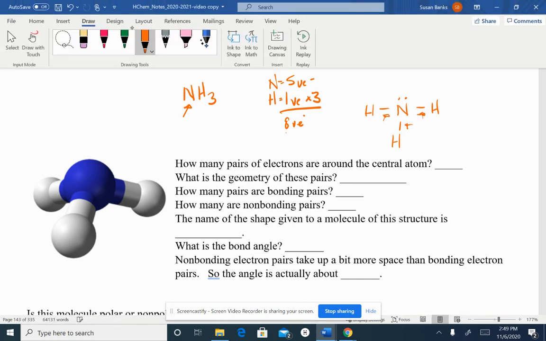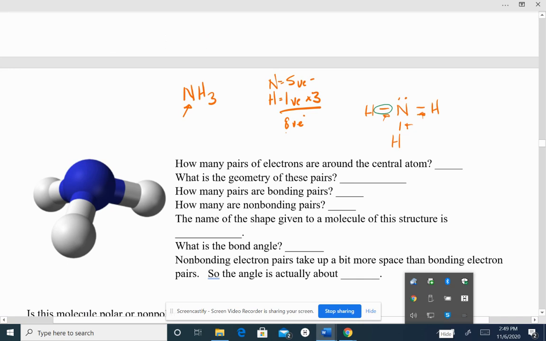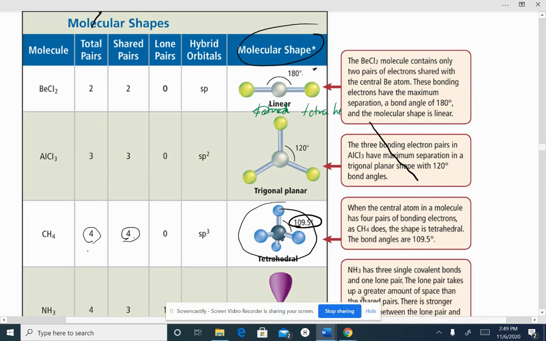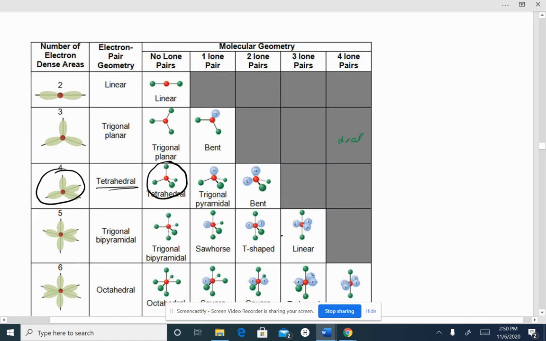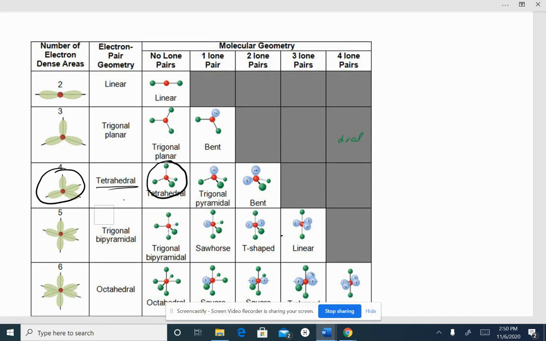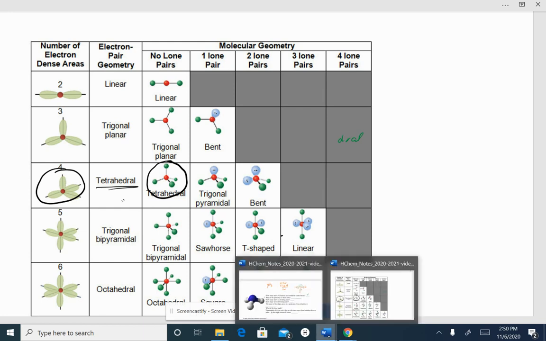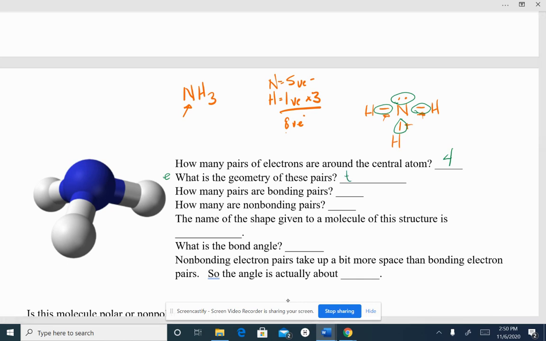So let's do our little counting. How many pairs of electrons are around that center atom of nitrogen? Let's count. We've got 1, 2, 3, 4 pairs. Okay? So if I have 4 pairs of electrons around the center atom, what is the electron geometry? So I've got 4 pairs that are around that center atom. So the electron geometry is going to be tetrahedral. Let's look at this other chart. It's a little bit more clear. So 4 pairs around that center atom, my electron pair geometry is going to be tetrahedral.